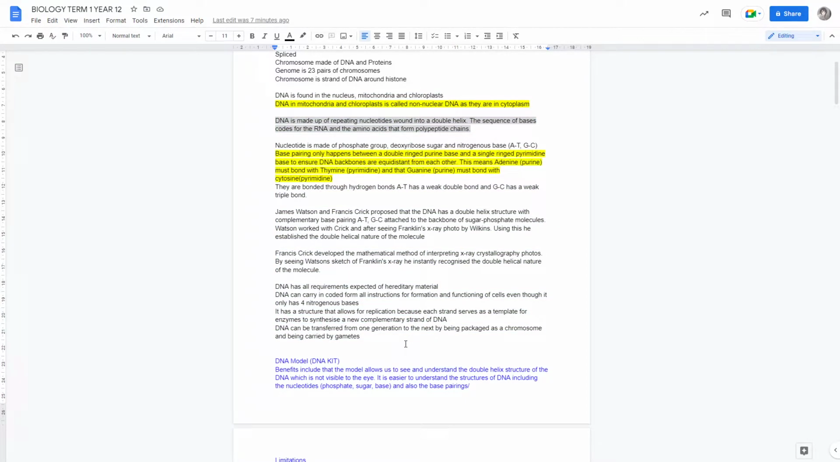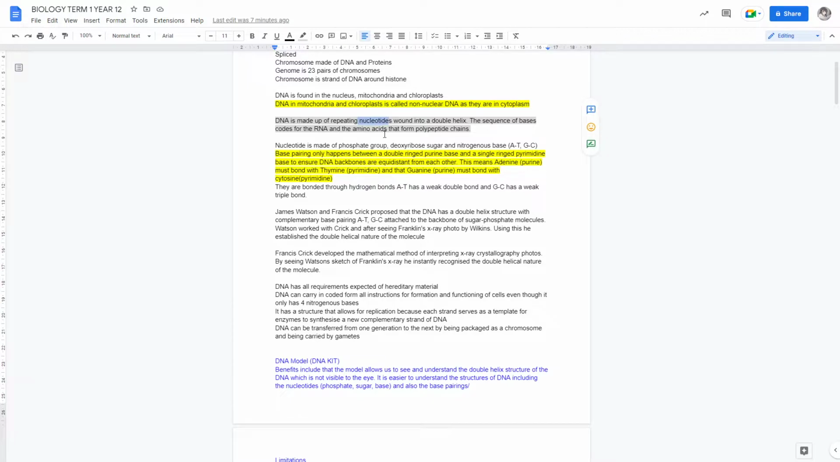So to begin with, what is DNA? DNA is made of repeating nucleotides wound into a double helix. The sequence of bases codes for the RNA and the amino acids that form polypeptide chains. Now polypeptide chains we'll be looking at towards the end of this series. And DNA is made up of repeating nucleotides.